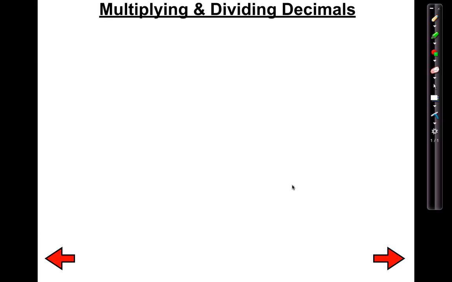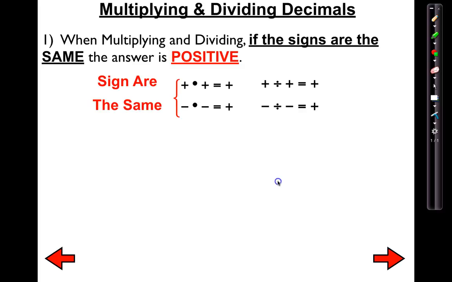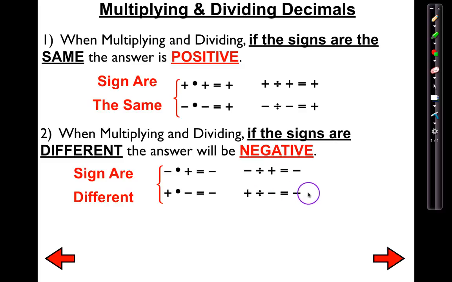Now moving on to multiplying and dividing decimals. We have 2 simple rules, and please remember this only works for multiplying and dividing decimals. First rule, if the signs are the same, your answer will be positive. So here are a few examples. If your signs are different, then your answer will be negative. And again, here are some examples.